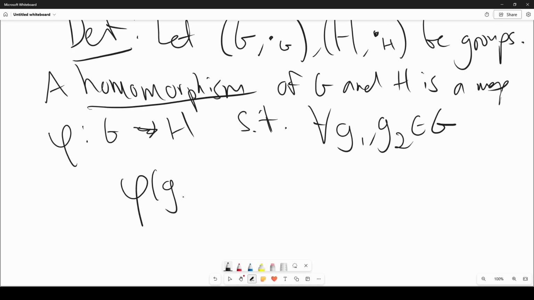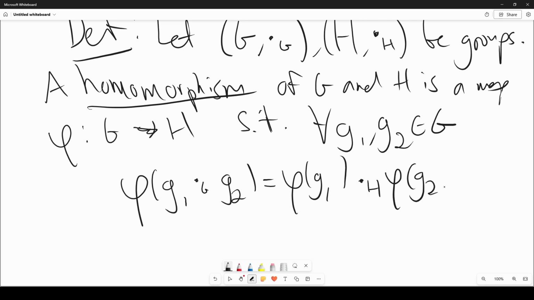Phi of g1 times g2 equals phi of g1 times phi of g2. Okay, great. So to understand what's going on here and how it relates to what we were talking about before, one side is multiplying in G, and then that relates to multiplying in H. So basically what this map is saying is that there's some similarity to how you multiply in G and how you multiply in H.